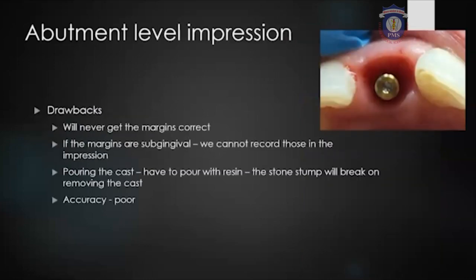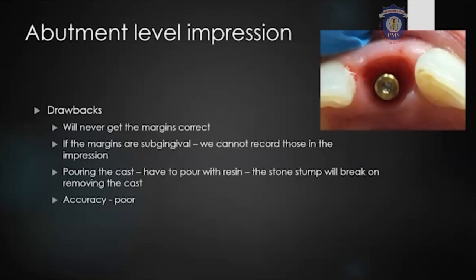So what are the drawbacks of an abutment level impression? As discussed, we will not be able to get the margins correctly, as most of the time the margins are subgingival and those will not be recorded in the impression. The accuracy of the impression will also be poor. And also, while pouring the cast, the stone stump which will replicate the abutment will easily break as they are very thin.